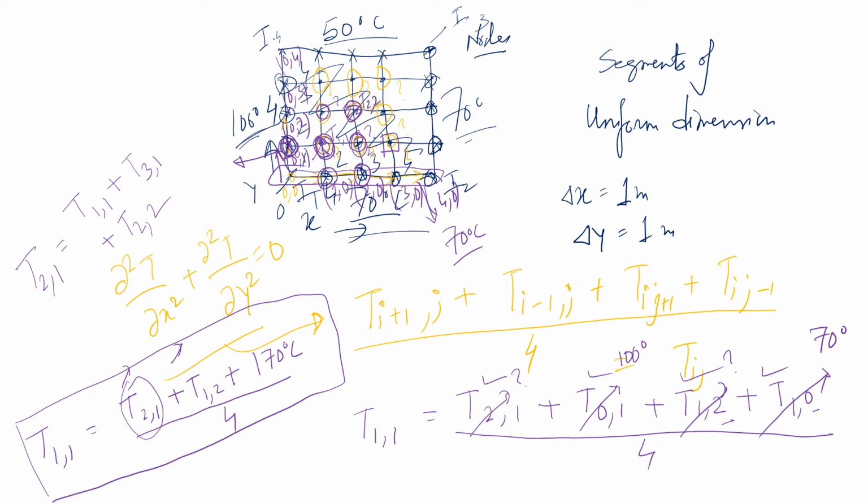This point is your T22 plus T20. 1 minus 1 will be 0. So this will be this point, the H point, whose temperature we know, that is at 70 degrees centigrade, right?